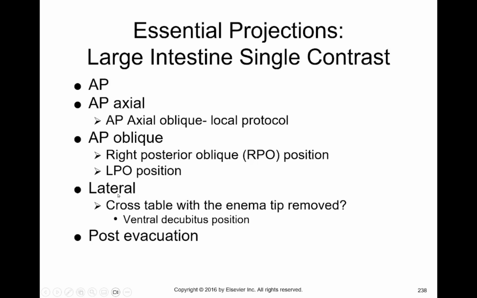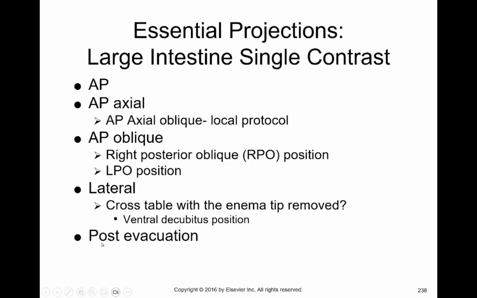Now sometimes your hospital protocols will call for a lateral cross table with the enema tip removed, and that complicates things a little bit. It puts the patient into a ventral decubitus position so that you're shooting a cross table lateral, and it's a little bit more challenging, but if that's hospital protocol, in the last video I mentioned being able to visualize the retrorectal space, and that's where you are here.